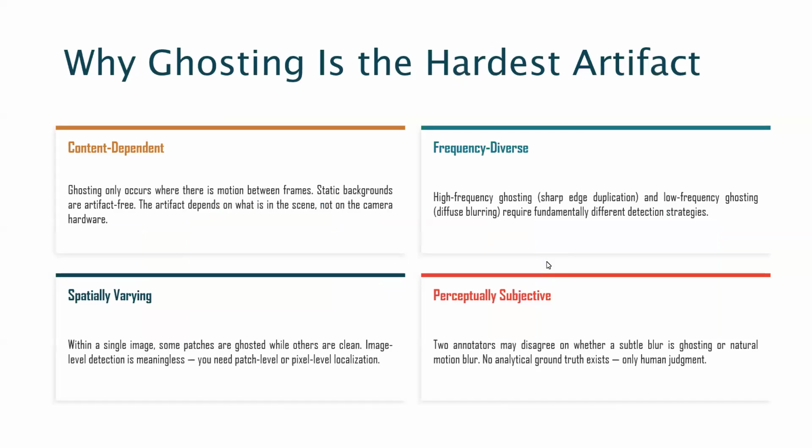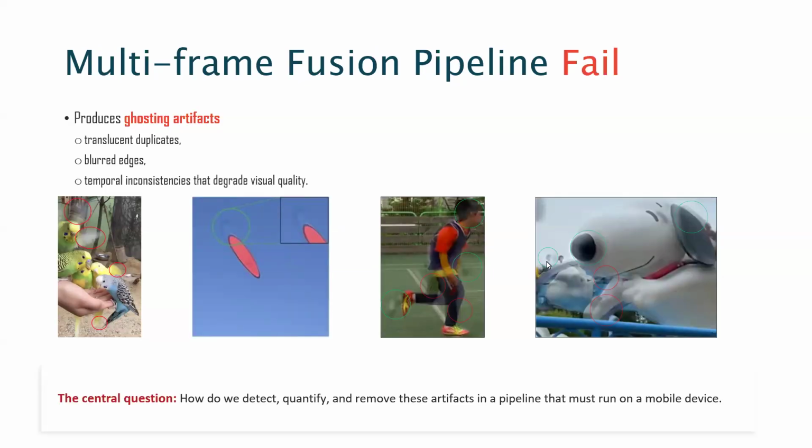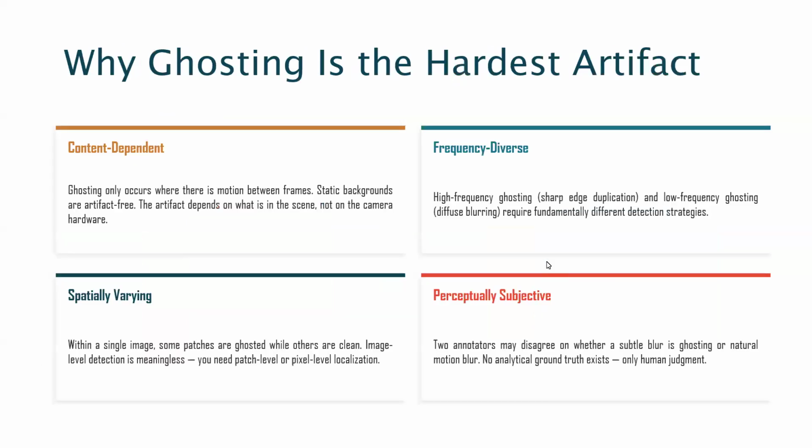So why is the ghosting artifact the hardest one? The problem is that we have seen multiple ghosting artifacts occurring even in the same image. So why is ghosting artifact that much harder? The first problem is that it is content dependent. And here is the answer to your question.